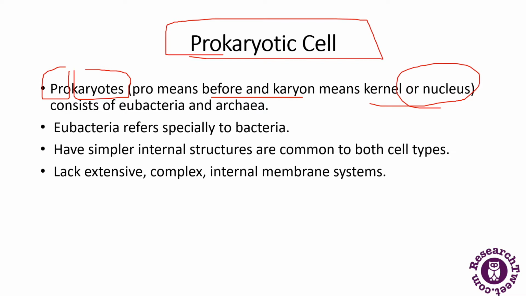A prokaryotic cell does not have a nuclear membrane. It consists of eubacteria and archaea, so the examples here are bacteria and archaebacteria. Prokaryotic cells have very simple structures, and they lack an extensive, complex internal membrane system. So they lack membrane-bound organelles. For example, they do not have their own mitochondria. They have their DNA, the genetic material, but they do not have mitochondria or a Golgi apparatus. So this is what a prokaryotic cell is.